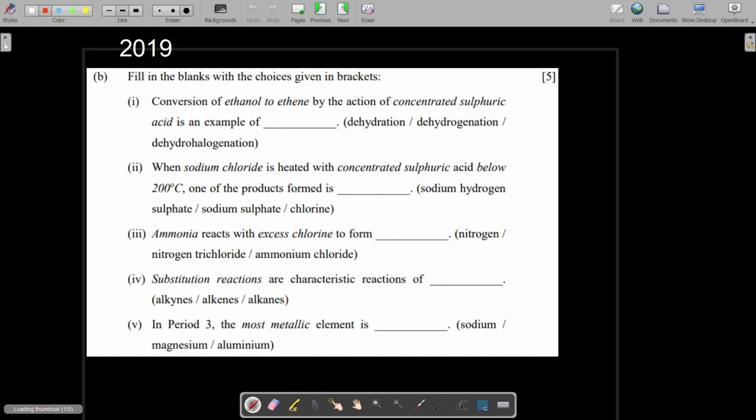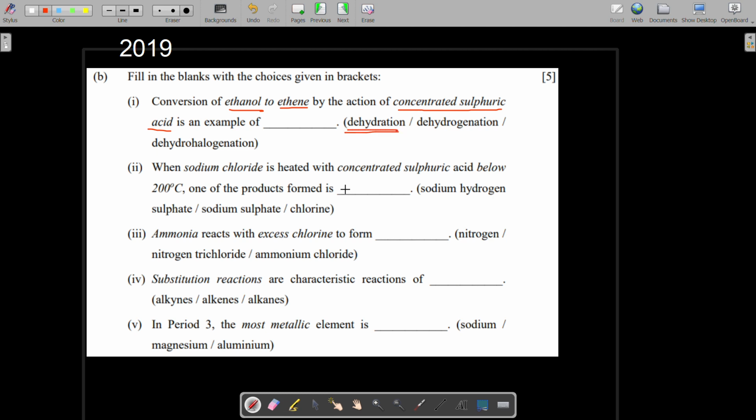Next, 2019. Conversion of ethanol to ethene. So this is a dehydration process. You just remove the water from ethanol using the dehydrating agent concentrated sulfuric acid. You will get ethene. So this is dehydration.